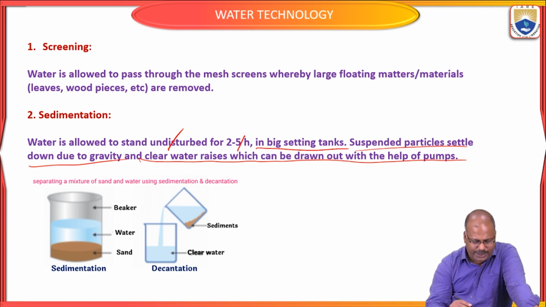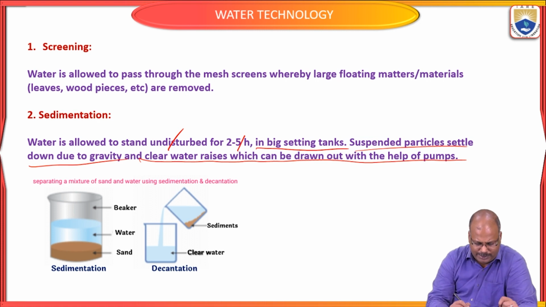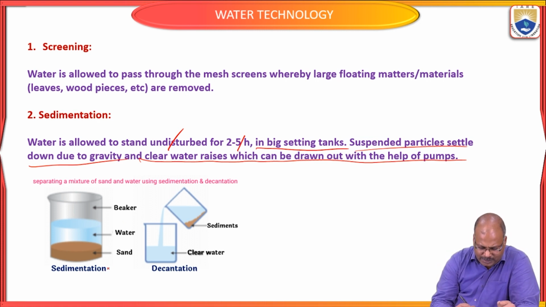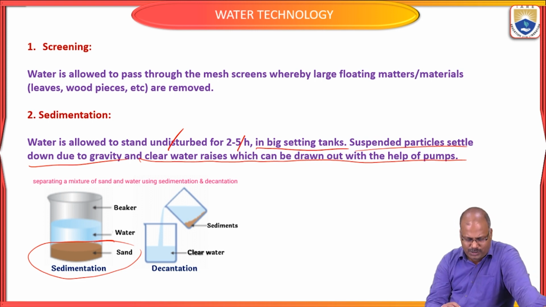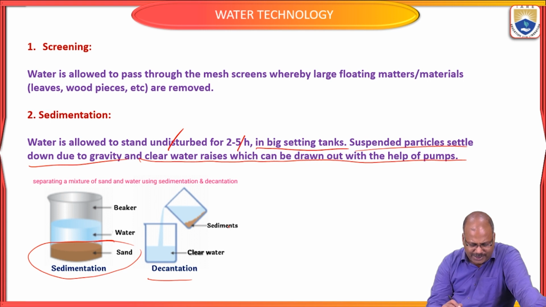For example, in this beaker, this is sand and water. If you mix and allow it to settle, the sand will sediment like this. The remaining portion, the clear water above, we also call the supernatant. We can remove the clear water by decantation without disturbing the sediments. So this process is called sedimentation and decantation.